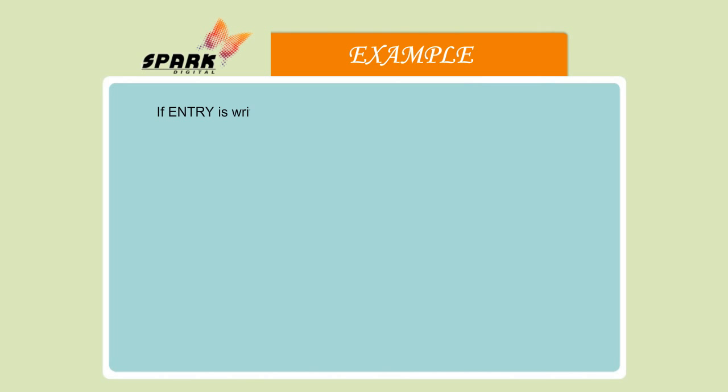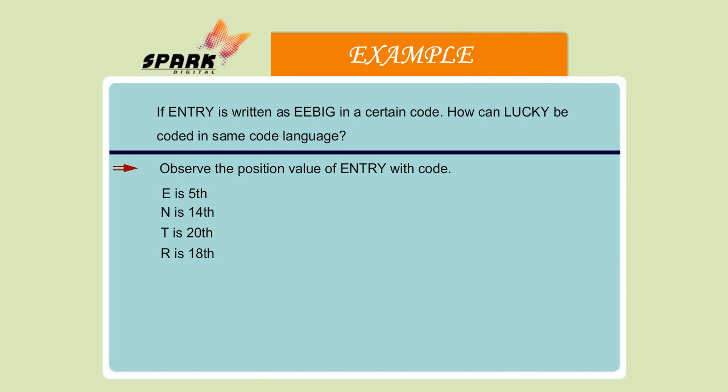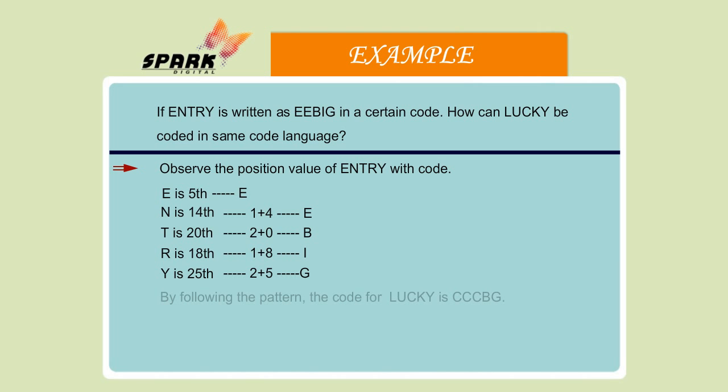If entry is written as EEBIG in a certain code, how can lucky be coded in the same code language? Observe the position value of entry with code. E is 5th, N is 14th, T is 20th, R is 18th and Y is 25th. Now add the digits and get the alphabet as per that. By following the pattern, the code for lucky is CCCBG.